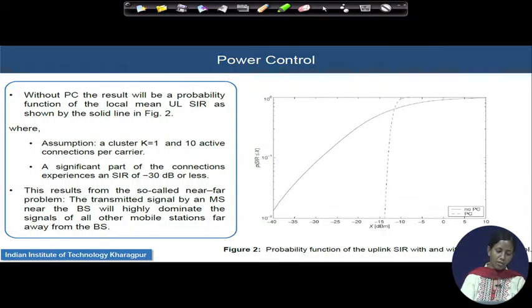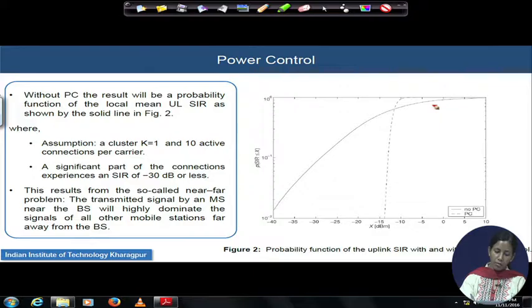The assumption is that I have a cluster and 10 active connections per carrier, and they are separated by, of course, orthogonal codes. And a significant part of these connections, we can see, are experiencing a signal to interference ratio of around minus 30 dB or less. But this results from a so-called nasty problem in the CDMA network, which is known as the near-far problem. What is this? Let us see.